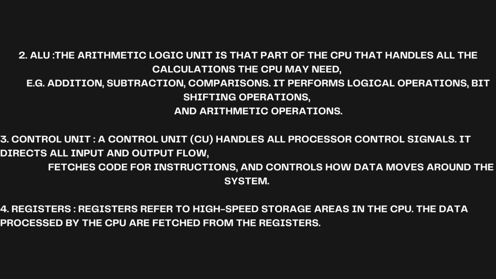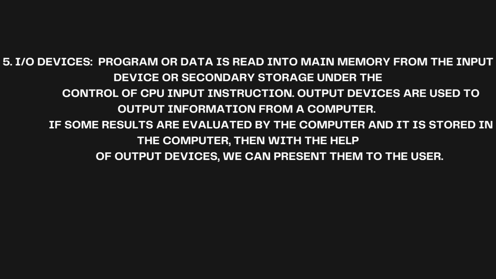Fourth, registers. Registers refer to high-speed storage areas in the CPU. The data processed by the CPU are fetched from the registers. Fifth, input-output devices. Program or data is read into main memory from the input device or secondary storage under the control of CPU input instructions. Output devices are used to output information from a computer. If some results are evaluated by the computer and stored in the computer, with the help of output devices, we can present them to the user.